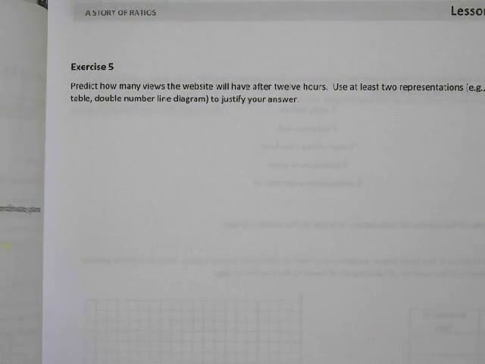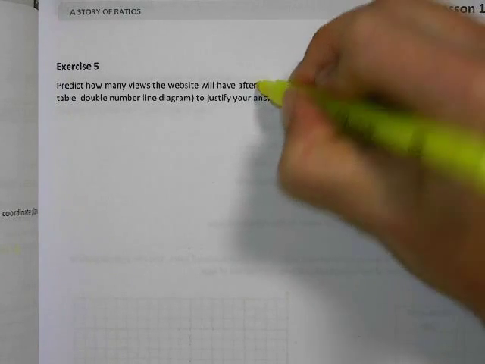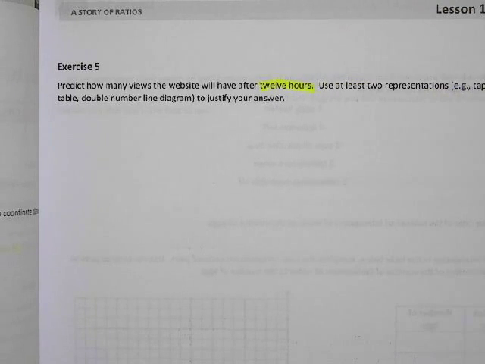Now, the next one is going to ask you, and this is going to be more like the test you'll have on Wednesday. It asks you to predict how many views the website will have after 12 hours. So you're going to have to use a couple models or diagrams to demonstrate that. And it says 2 representations. So you could use the equation, you could use the graph, you could use the table, or a double number line. All of those work.